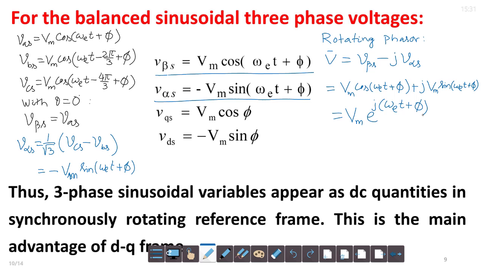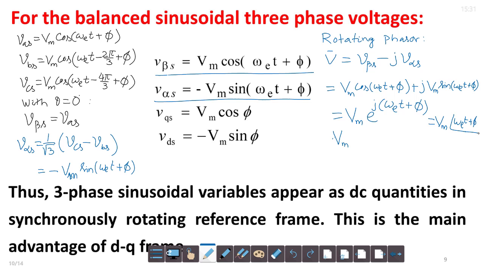So, now these V alpha and V beta components combinedly represent a rotating voltage vector or voltage phasor, whose amplitude is Vm, and it is rotating at a speed omega e, and at time t equal to 0 its phase angle is phi. So, it is a rotating phasor. We can write that it has an amplitude of Vm and phase angle of omega e t plus phi, and that is the beauty.